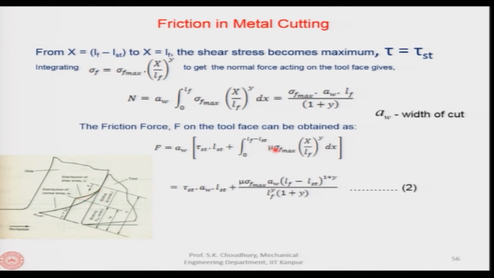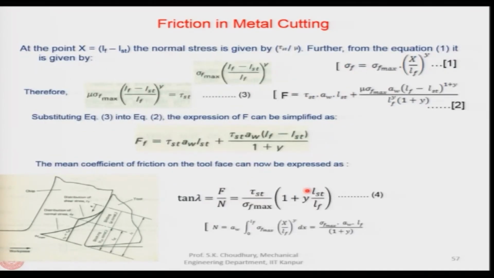So, this curve can be described as mu into this, right, because mu into sigma f will be the tau f. So, we are integrating this portion, and we are getting this constant value, so that the area under this curve can be obtained, which will give us the friction force F. Now, this we can find out by integrating this mu and the sigma f, it will be this value, and here it is constant. So, F is equal to this.